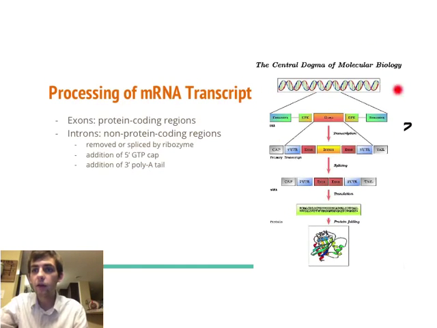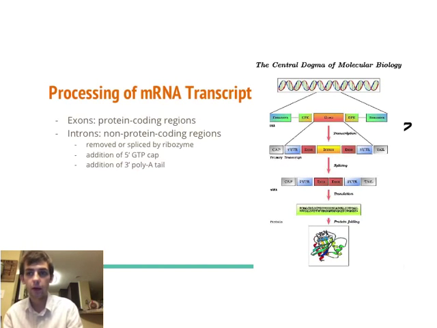So here we have our DNA strand. mRNA is made from that through transcription, which contains introns, or those non-coding regions. We're going to splice those out by ribozyme, and then we're going to add in a cap to the 5' and a bunch of A's to the 3'.